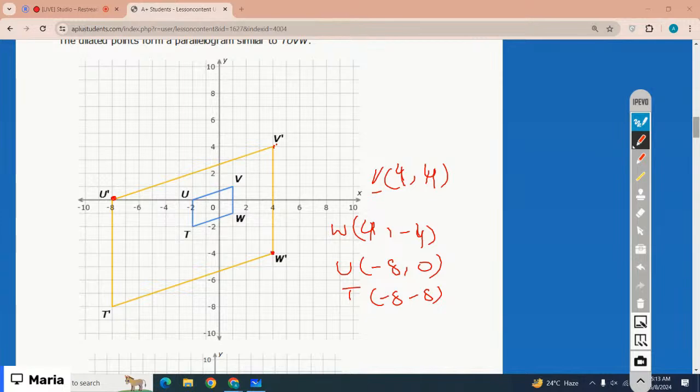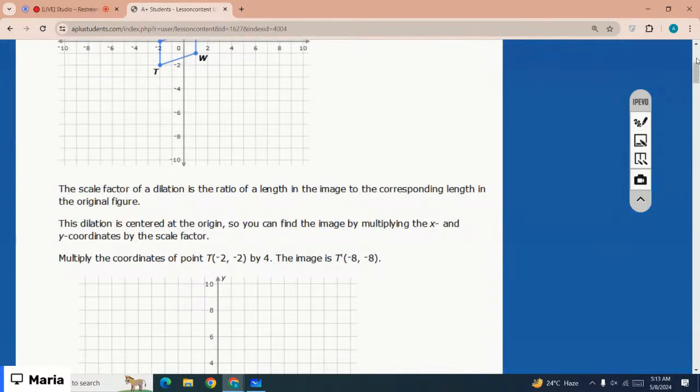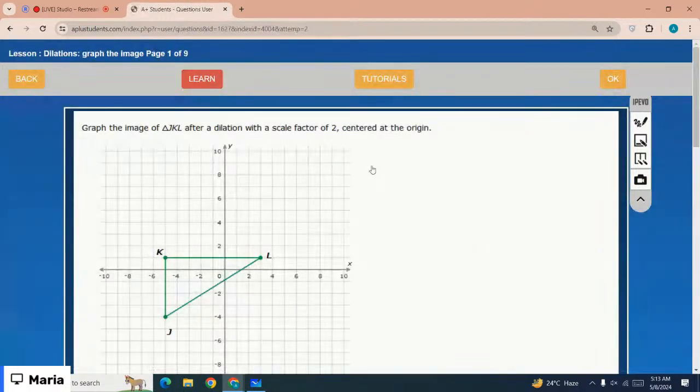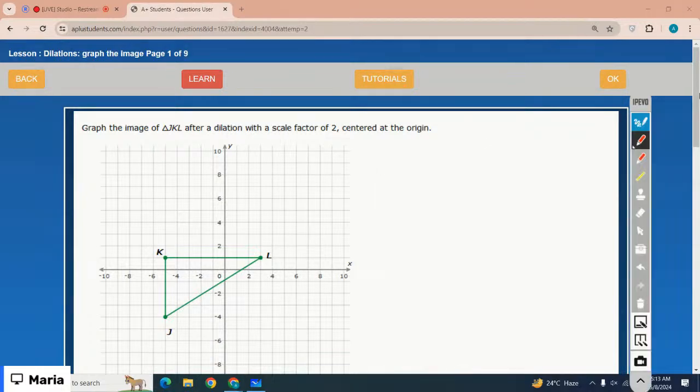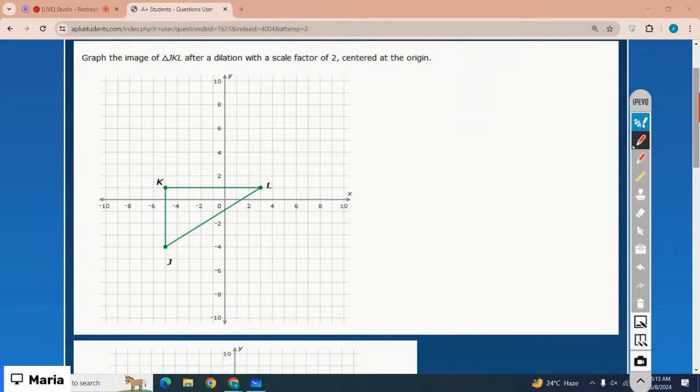Okay, let's just start with the test questions. Graph the image triangle JKL after the dilation with a scale factor of 2. Scale factor of 2 means you have to multiply all the factors by 2, right? All the coordinates by 2. So the coordinates of L dash, the new coordinates: L is 3 and 1. So 2 times 3 is 6 and 2 times 1 is 2.